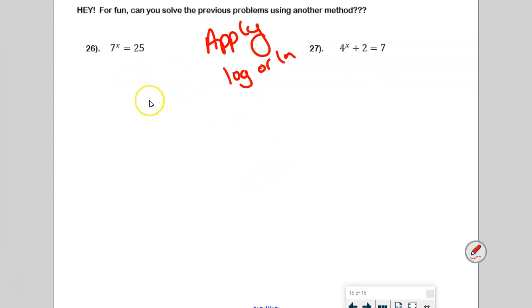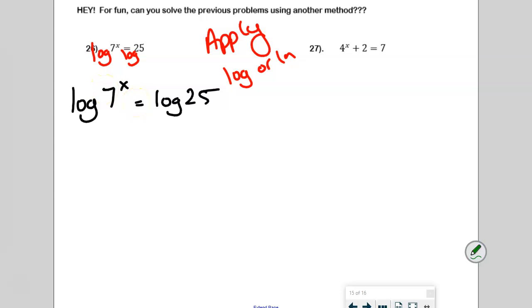If memory serves me correctly, you guys like to use log, like common log. So I'm going to go ahead and apply the common log to both sides of the equation. I'm going to rewrite it because it's kind of gross. So we have the log of 7 to the x power equals the log of 25. Why do we do that? Well, logs act like anchors and they bring exponents down. That's the most important property of a logarithm.